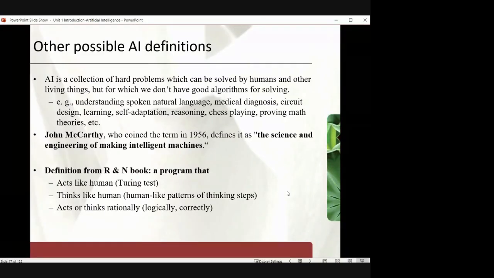Okay, so there are so many definitions available on the internet. AI की बहुत ज़्यादा definitions available हैं, बट अगर हम एग्जाम्पल की बात करते हैं तो अंडरस्टैंडिंग ऑफ स्पोकन नेचुरल लैंग्वेज, medical diagnosis. Nowadays people are going for telemedicine.